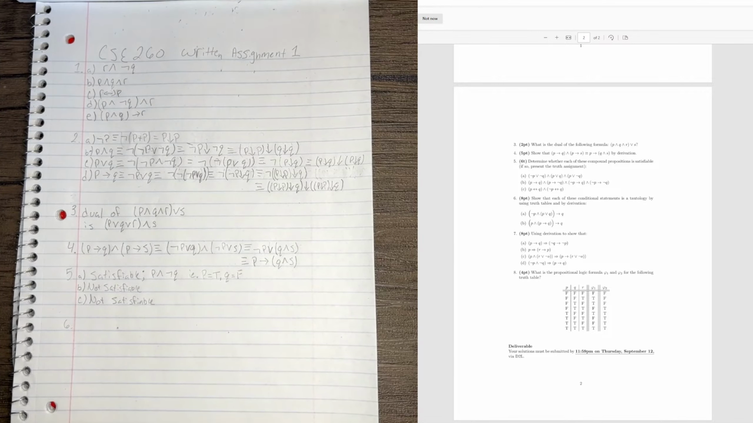Number 6. Show that each of the conditional statements is a tautology by using truth tables and by derivation. So you have to do both. That's annoying. Not as bad as what I expected the first one to be though.